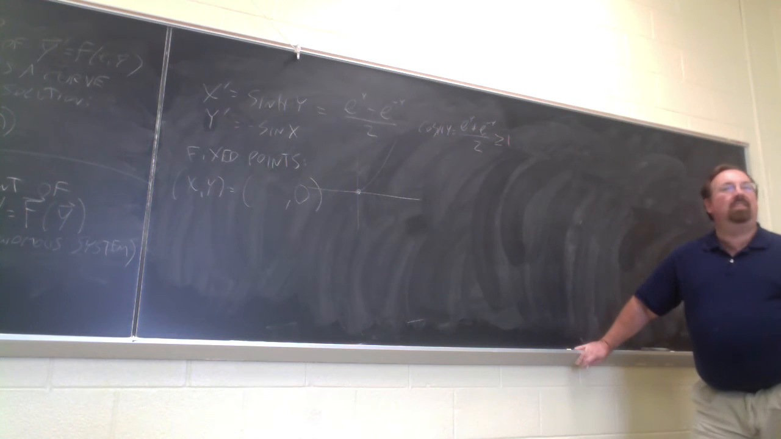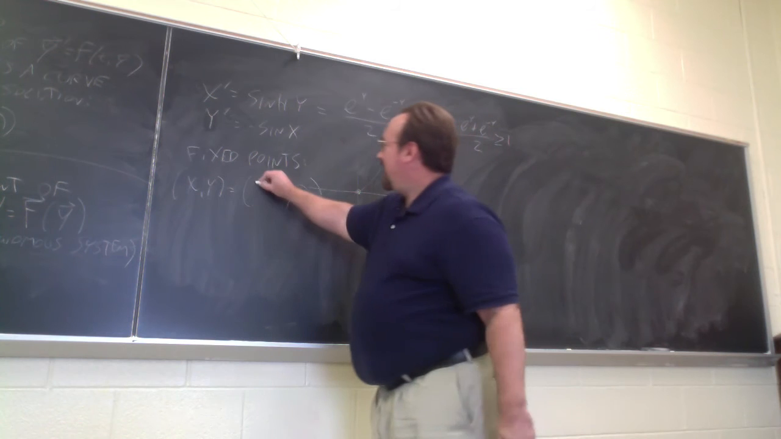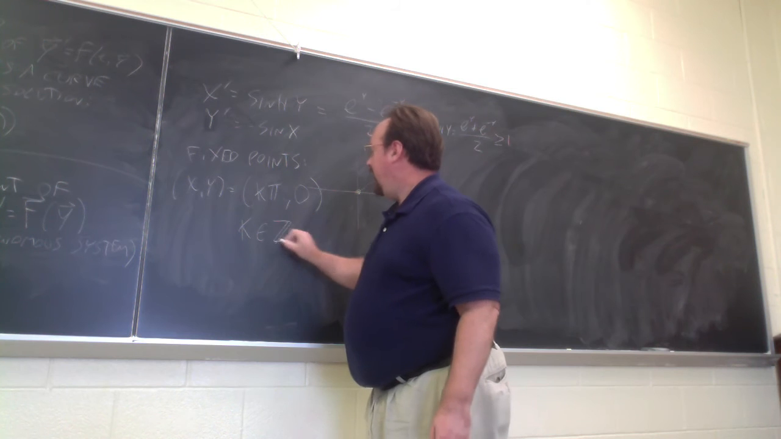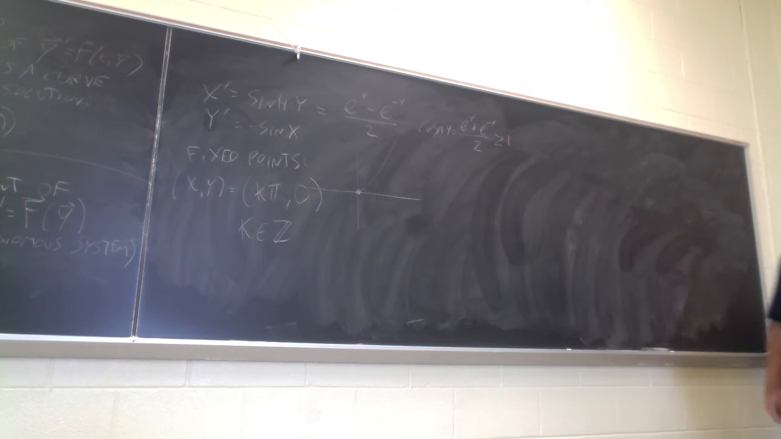Right. What about x? Well, that will depend. Now you've got to look at the other equation. Well, x equals 0, and 2 pi. I think pi does not work. Does it? Yeah, pi works. So 0, pi, 2 pi, all multiples of pi. Right. So k pi, where k is any integer. So those are the fixed points.